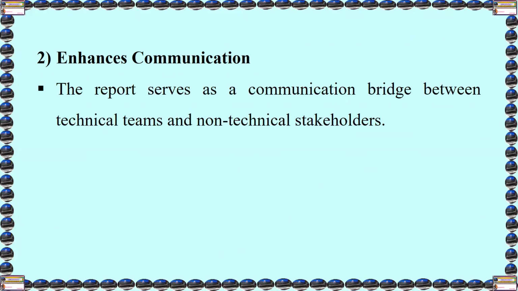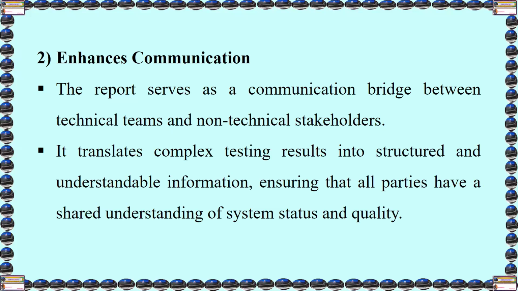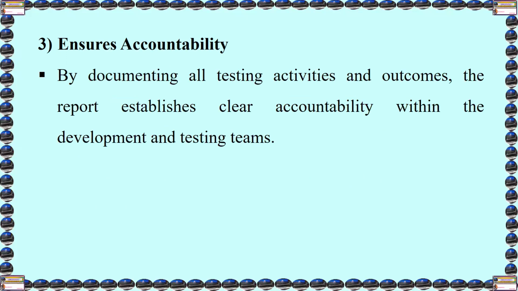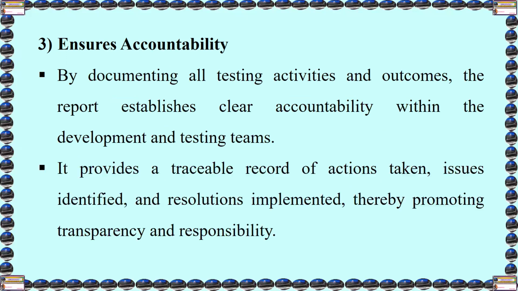The report serves as a communication bridge between technical teams and non-technical stakeholders. It translates complex testing results into structured and understandable information, ensuring that all parties have a shared understanding of system status and quality. Number 3, it ensures accountability. By documenting all testing activities and outcomes, the report establishes clear accountability within the development and testing teams. It provides a traceable record of actions taken, issues identified, and resolutions implemented, thereby promoting transparency and responsibility.